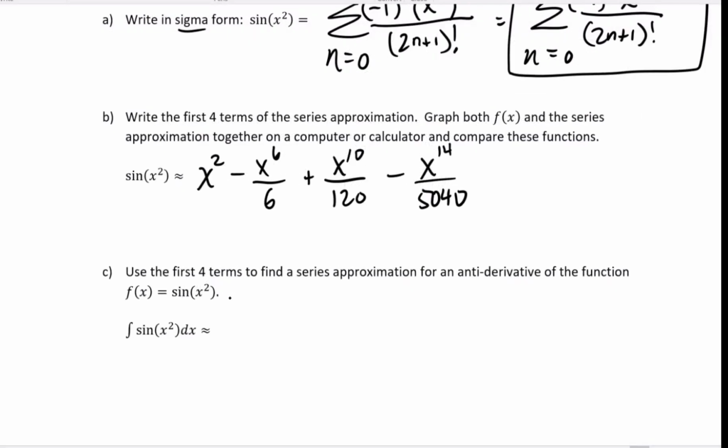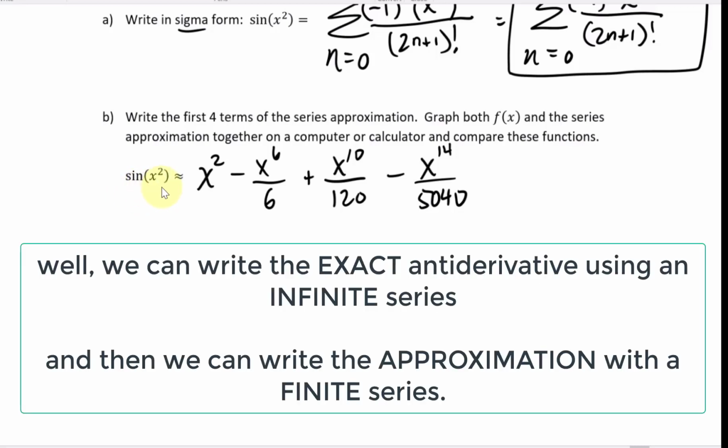Okay, one of the significant things here, which I'm getting to at the end of these examples, is that the function sine of x squared is something that at the beginning of Calc 2 we had no way of integrating. It is impossible to write an exact antiderivative for sine of x squared. The only way to do it is some kind of approximation, and this is one of the approximating methods we can use, this infinite series approximation.